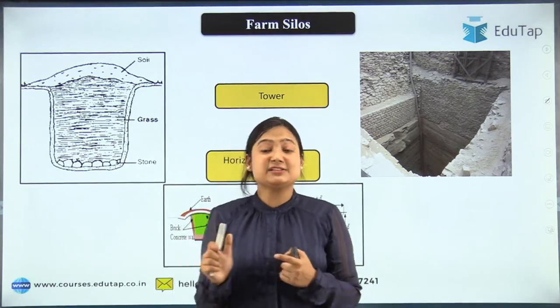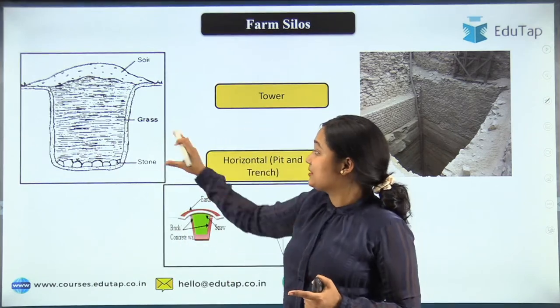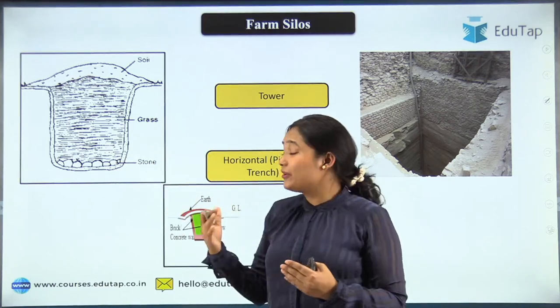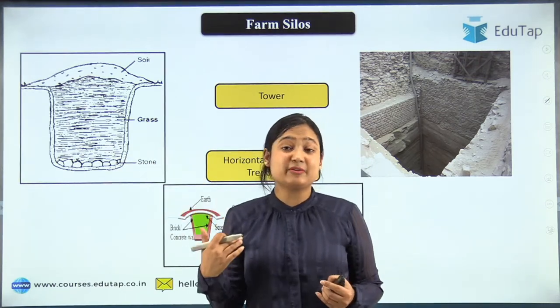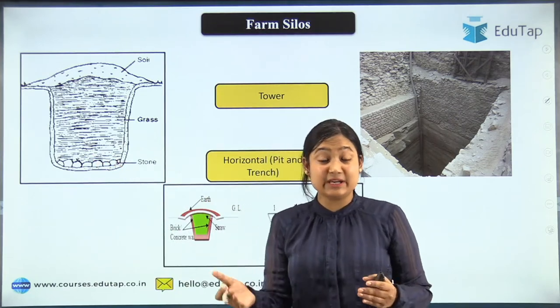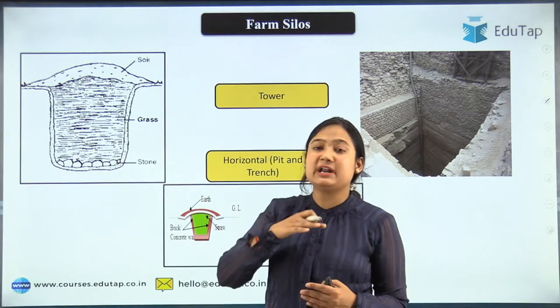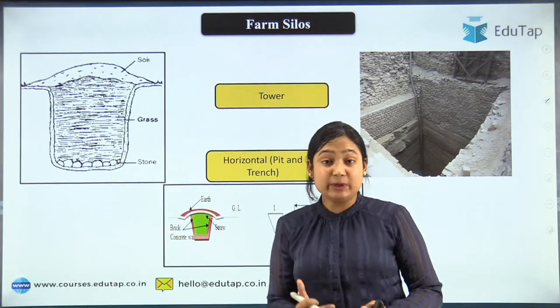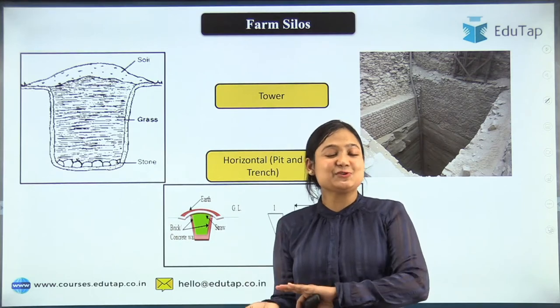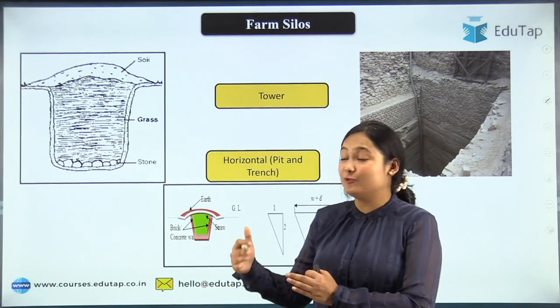Since you all know that it is not only the grains that are seasonal, sometimes the grass in monsoon, you see everybody, the grass is overgrowing, but in extreme summers or extreme winters, there is sometimes no grass. In some areas there is so much of a problem that no grass is there. So we need to store our grass too, not only the grains, we need to store our grass and the food for animals.